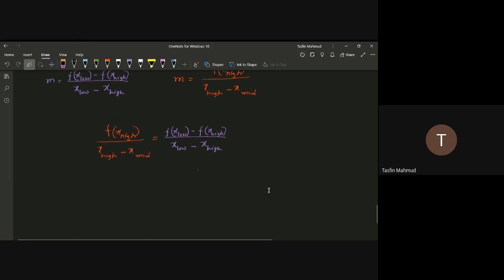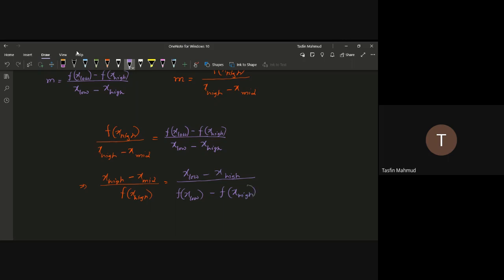Let's invert both of the sides. So we will get x high minus x mid divided by f of x high. It would be equal to, we are going to invert this portion as well, so here we will get x low minus x high divided by f of x low minus f of x high.